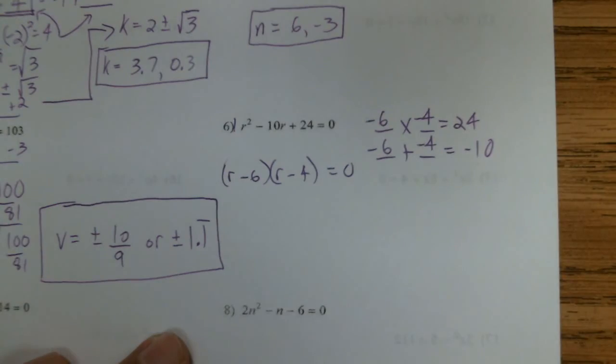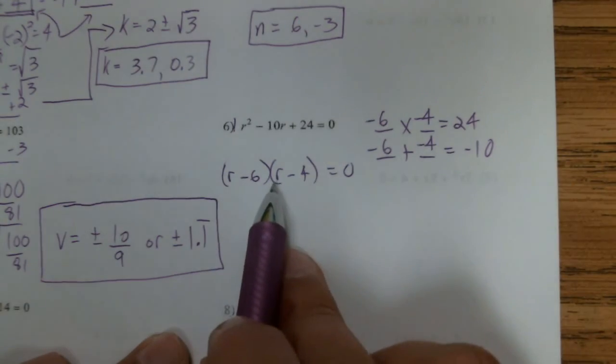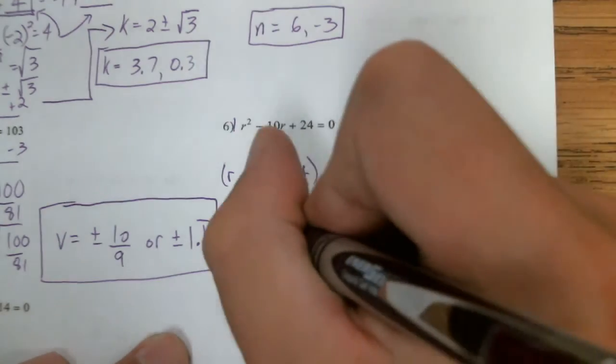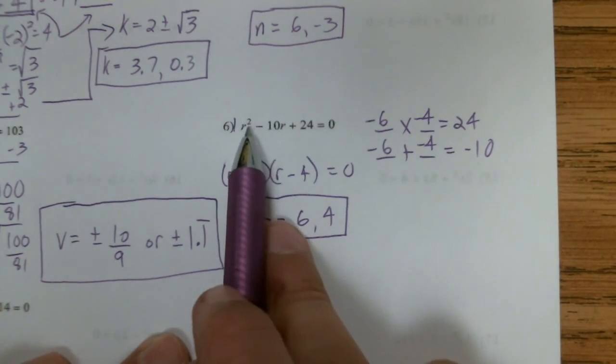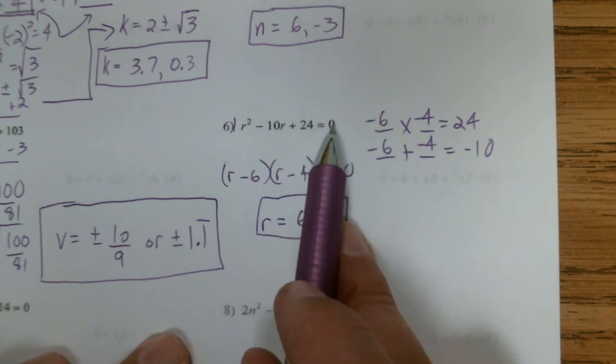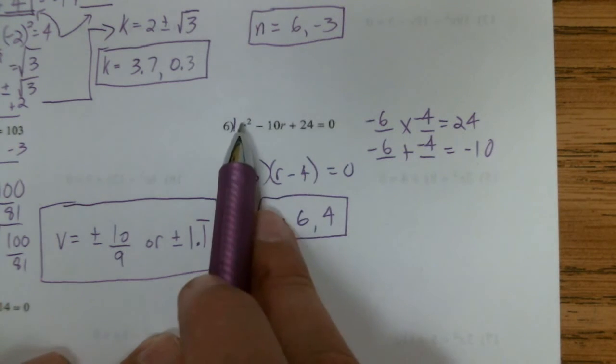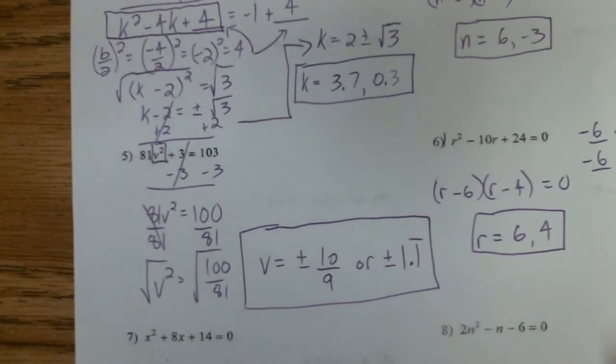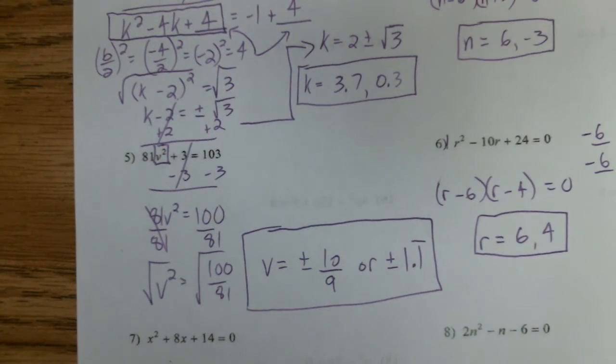That's how it factors. The leading coefficients in the parentheses are 1, so I get to flippy flip. Flip the signs, 6 and 4. You can take both of these answers, plug in 6 squared minus 10 times 6 plus 24, and that will equal 0. Take your other answer, plug it in for r, and make sure it equals 0. Okay, let's move along.